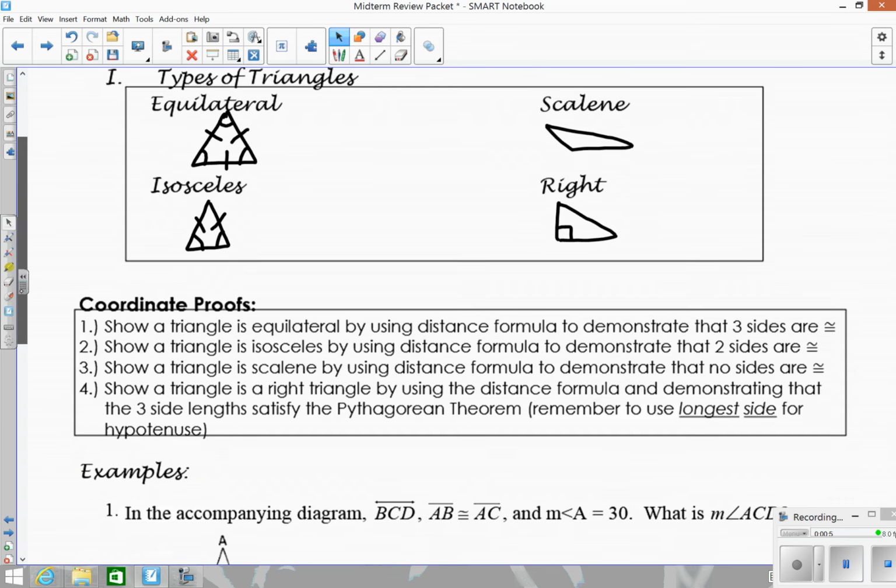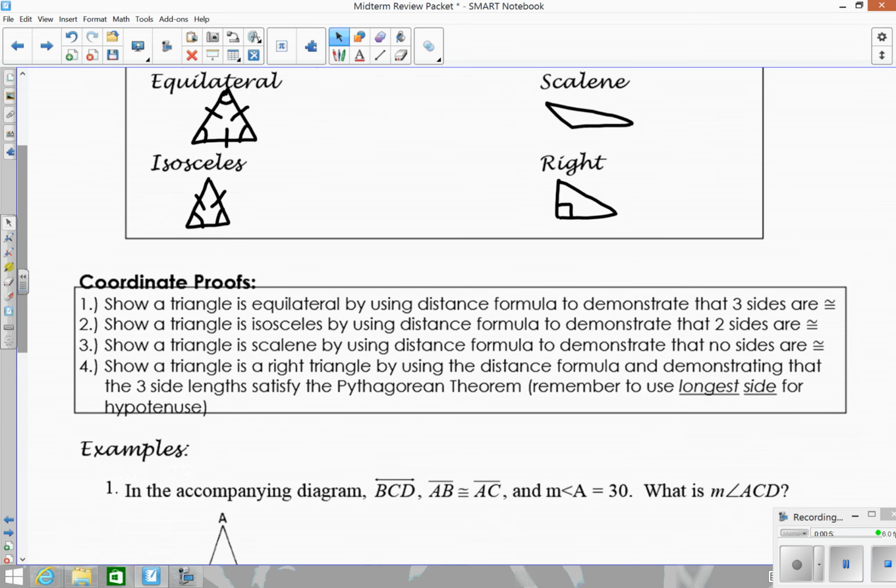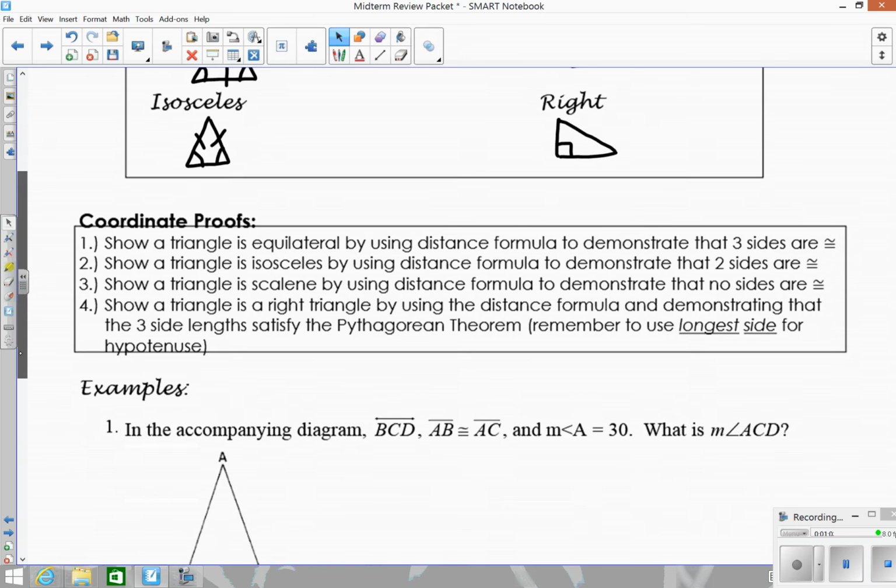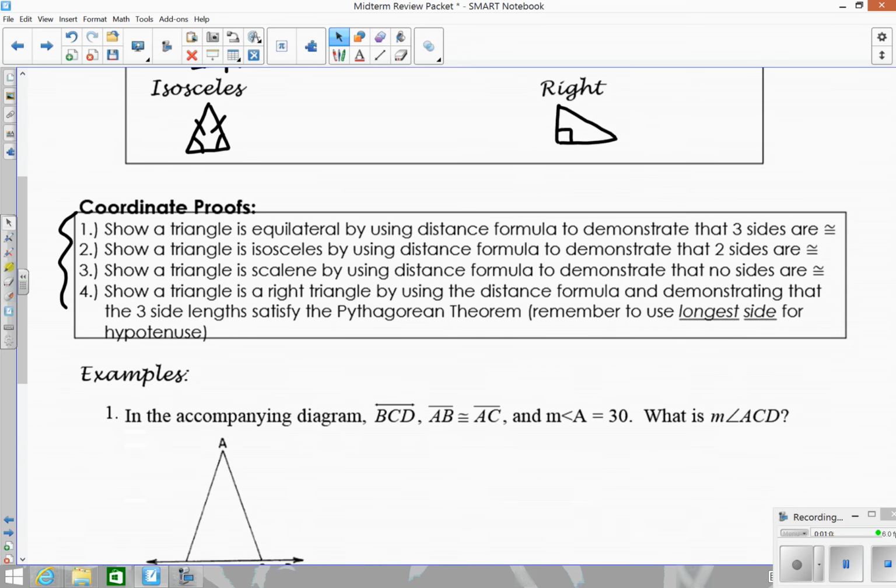So the next thing we did was we looked at coordinate proofs. So basically proving that a triangle is equilateral or isosceles, or an isosceles right triangle, a right triangle, or a scalene triangle. So here are the different steps to do each of those. You can use the distance formula for all of these.